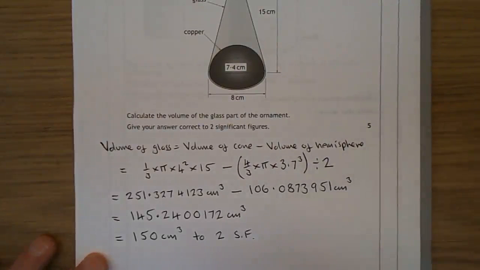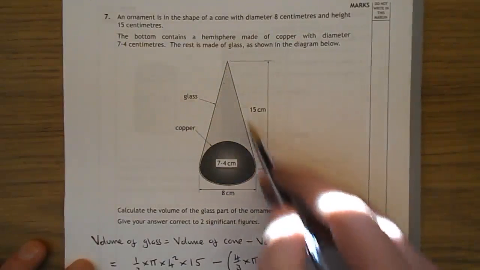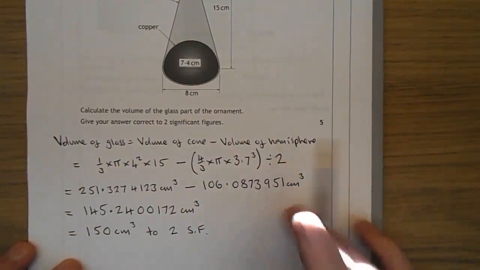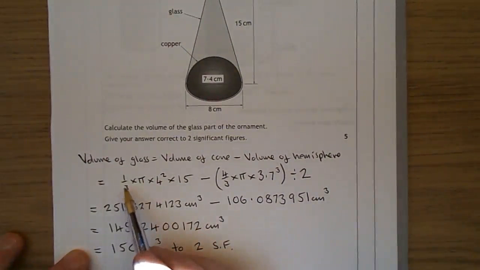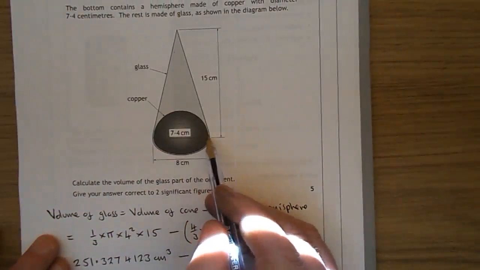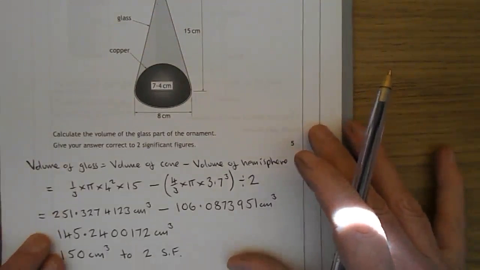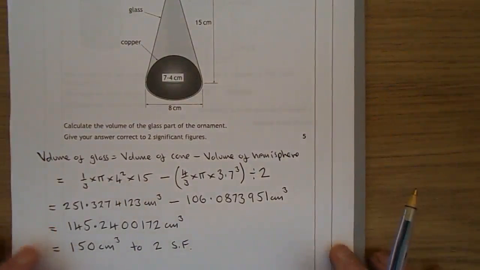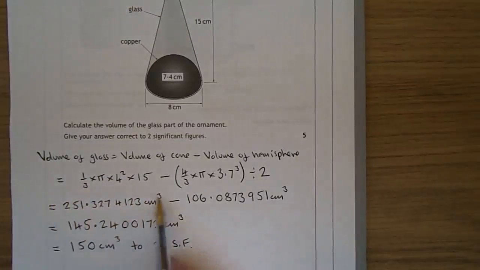Okay, righty-ho. The volume of the glass is the volume of the cone, that's the volume of the whole cone, take away the volume of the hemisphere, that's the copper bit in the middle. Volume of a cone, that's in your formula sheet, 1/3 pi r squared h. Now the cone has got a radius of 4 and a height of 15, so the volume of the cone is 1/3 pi times 4 squared times 15. Okay, and that gives you this number here, which I've written in its entirety.